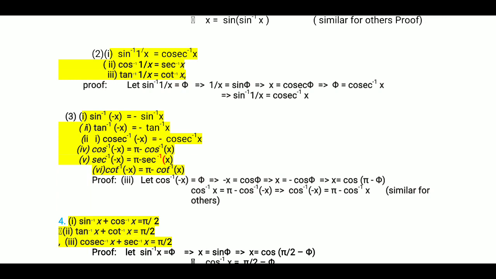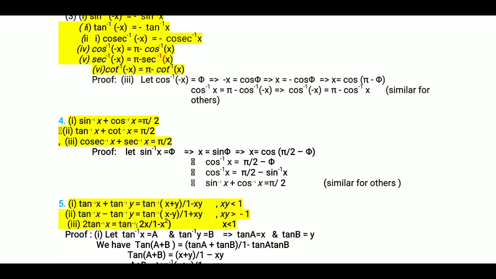Thus we see that cos inverse x is equal to pi minus phi, that is, pi minus cos inverse (minus x). That implies cos inverse (minus x) is equal to pi minus cos inverse x. And in a similar way we can prove all other parts.